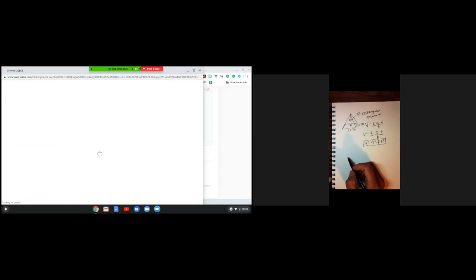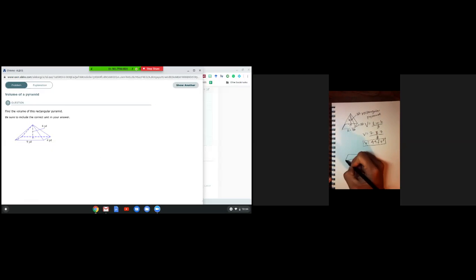Show me a rectangular pyramid. Look at these drawing skills. That should be dotted. That should be solid. That should be dotted. That should be dotted. Ooh, yikes. And this guy, we're finding the volume of the rectangular pyramid. We are including correct units in our answer. No problem. Got 9 yards here. We got 4 yards here. We got 6 yards for our height.